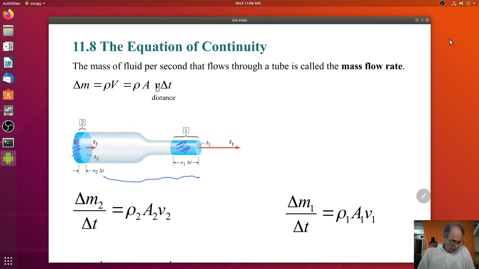So if you look at the volume of this cylinder going in, the amount that it travels in a certain amount of time is the velocity of the fluid times the time.